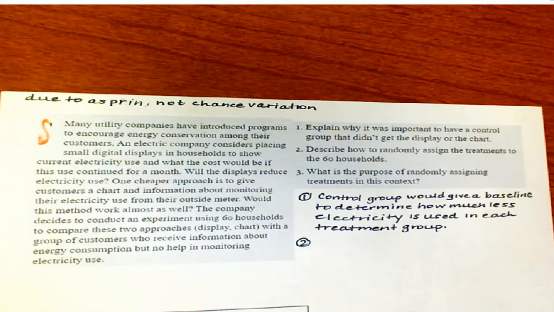All right, number 2, describe how to randomly assign the treatments to the 60 households. The easiest way, anytime you do a random assignment, is numbers in a hat. And honestly, if you're asked to describe a way to do a random assignment, that's what I would do. I know it kind of seems like, oh, you always do the same thing, but if you use the random digits table, which is also another way you could do it, and you guys could think of other ways, but I'm going to go with the slips of paper.